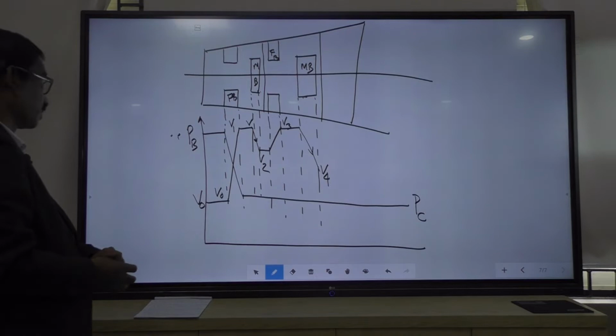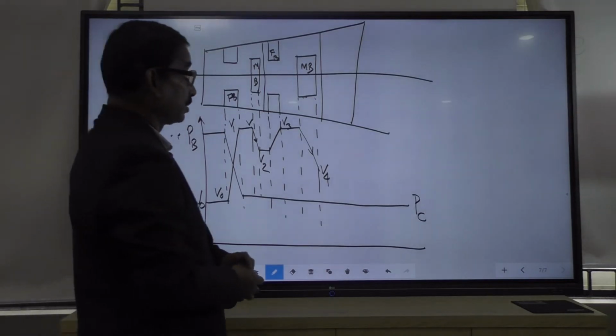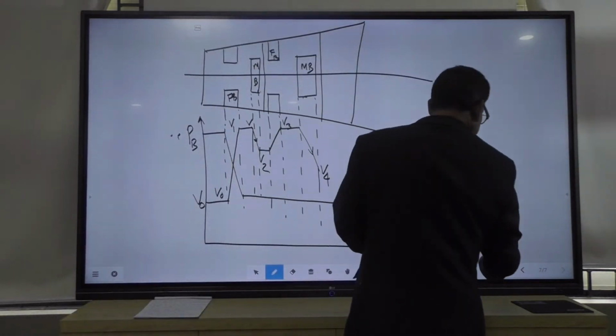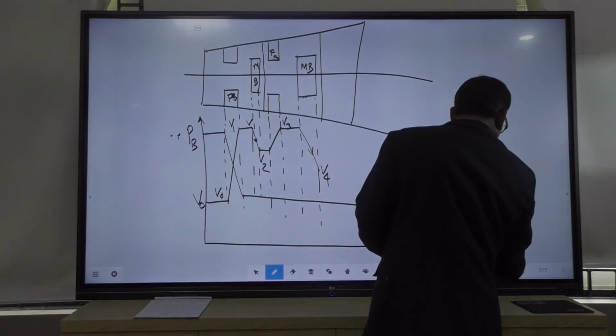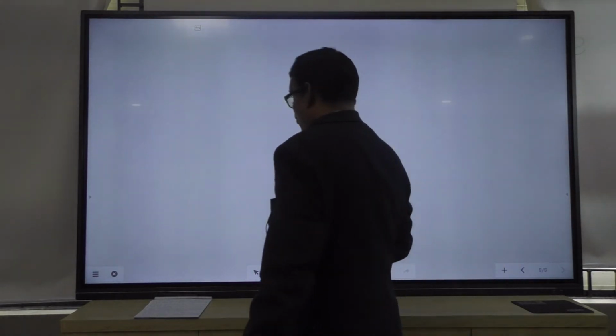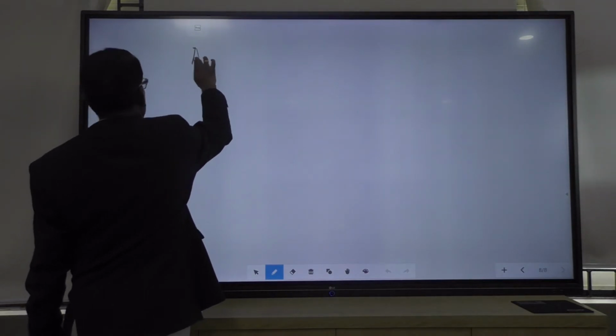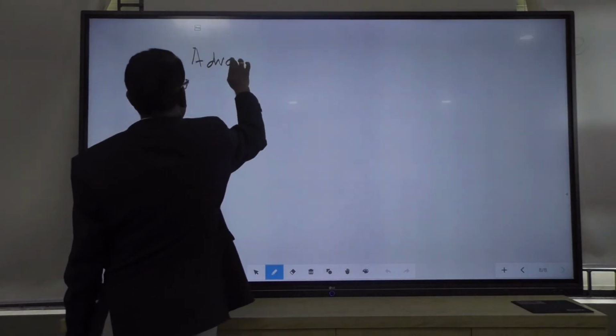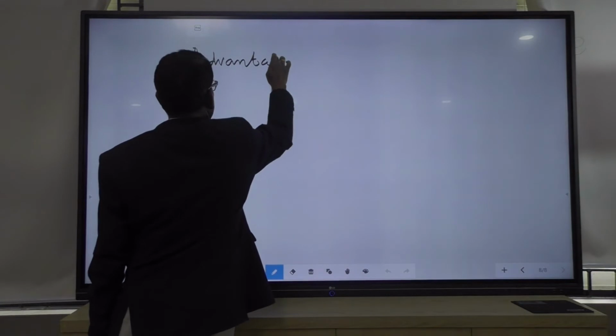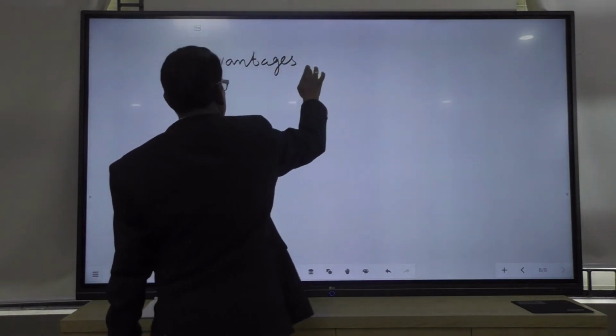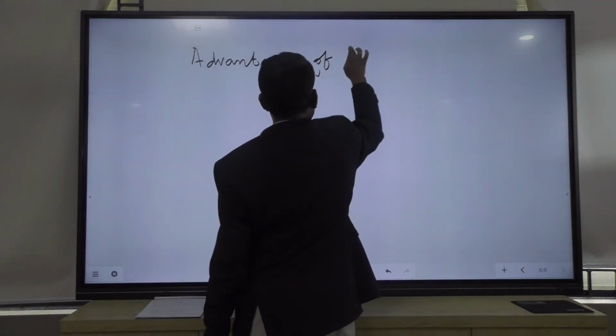Now, we will discuss the advantages and disadvantages of steam turbine. Next is your advantages of steam turbine.